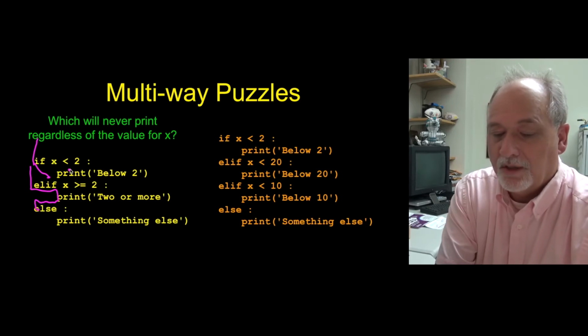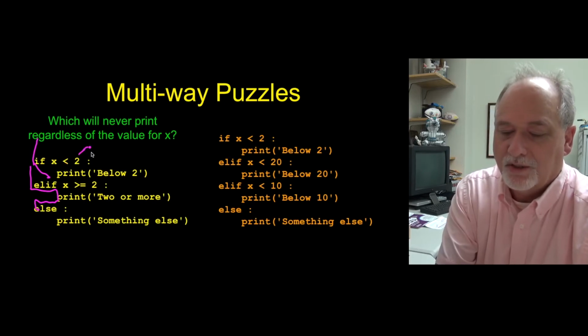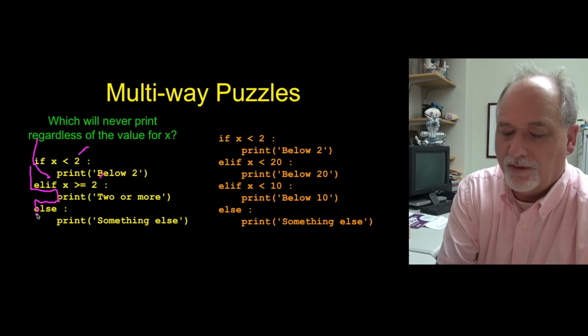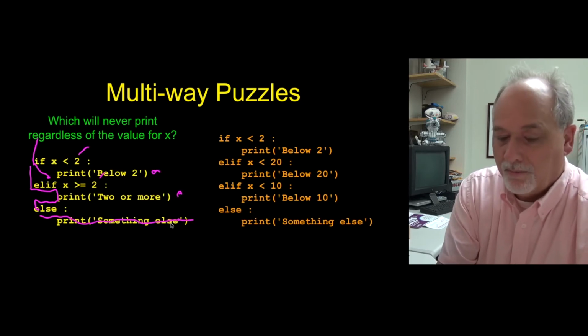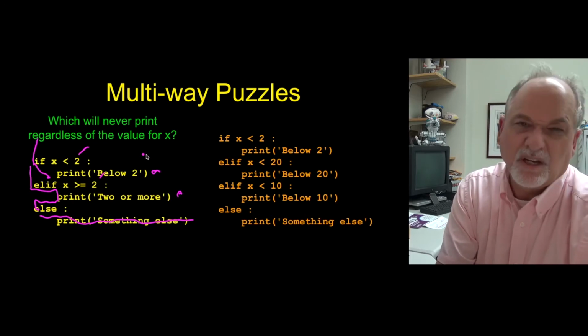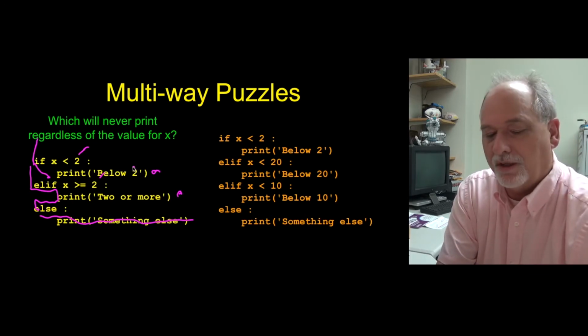Well, the weird thing is, all numbers are either less than 2 or greater than or equal to 2. I carefully constructed this to the point where it would never run this line of code. It is either going to run this one or run that one, but it's not going to ever run this one. So that was kind of like a weird dysfunctional one that I constructed.